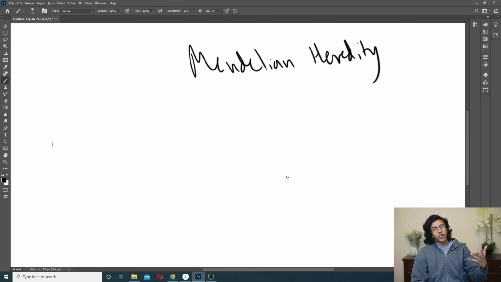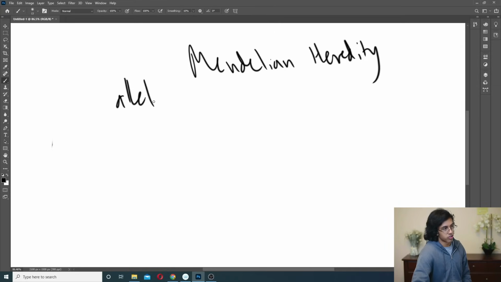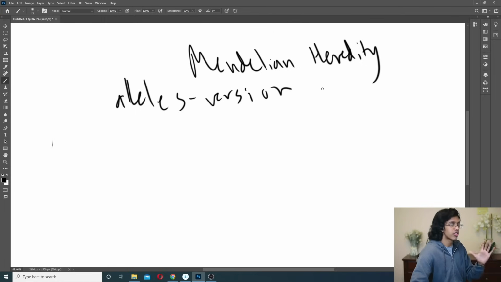So we basically already know that you get 1 set from your mom, 1 set from your dad, okay? And basically what Mendel said is that each trait in your body is controlled by these, 1 set from your dad, 1 set from your mom. And he basically called different versions of the genes alleles, okay? So alleles are literally just versions of a gene. You don't have to think about it in any other way, just know that they're versions of a gene.